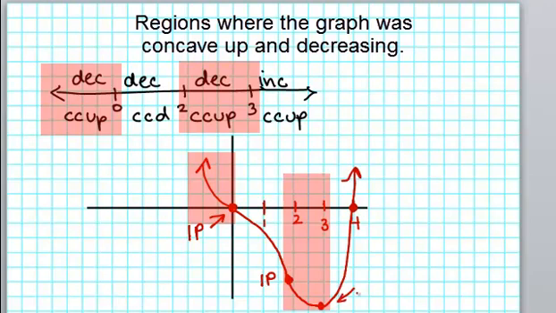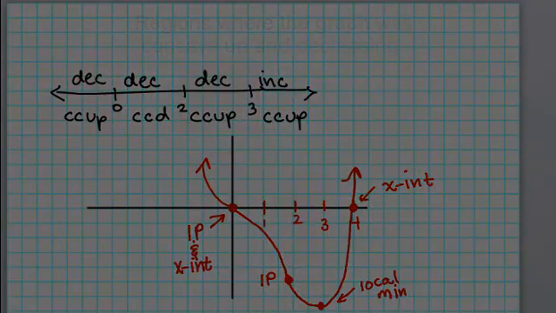We've got inflection points at 0 and at 2. We have a local minimum located at 3. And we've got x-intercepts at 0 and 4. So the answer to the original question, the place where our function was decreasing and concave up, was x is less than 0 and x is between 2 and 3.